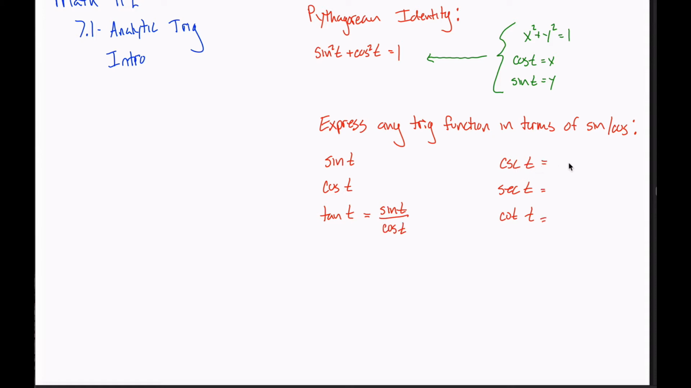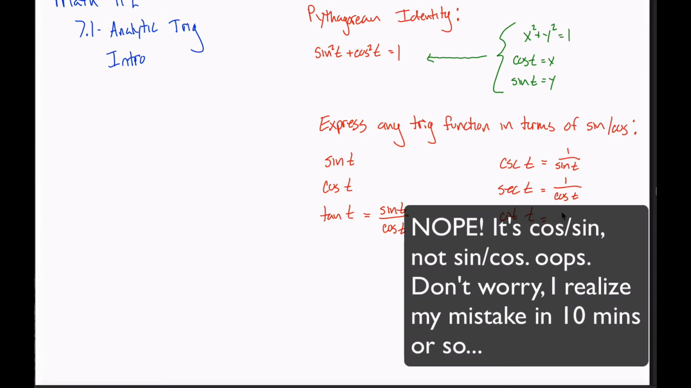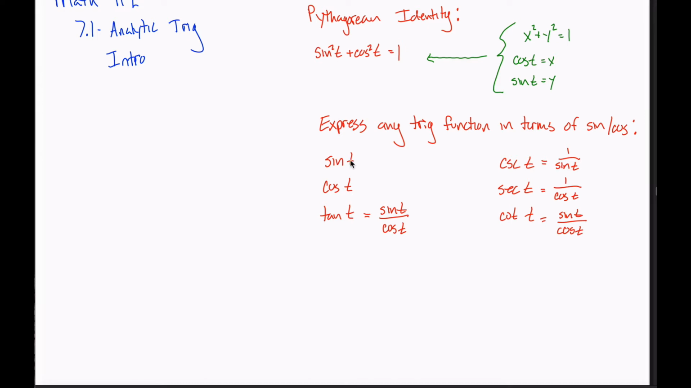Similarly, instead of thinking about the cosecant of t as 1 divided by the y coordinate, since the y coordinate is just the sine of t, we can think about the cosecant of t as 1 divided by the sine of t, the secant of t as 1 divided by the cosine of t, and the cotangent of t as the cosine of t divided by the sine of t. We've now written each of the 6 trig functions just in terms of sine or cosine. This one is just sine, this one is just cosine, this one's sine divided by cosine, etc., etc.